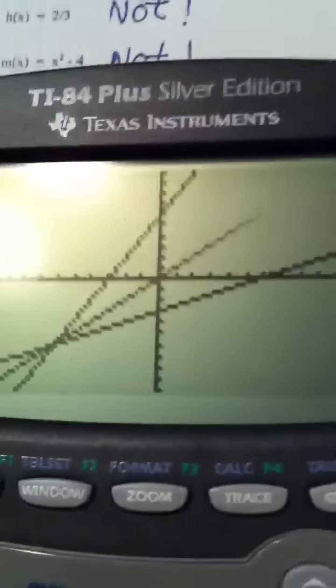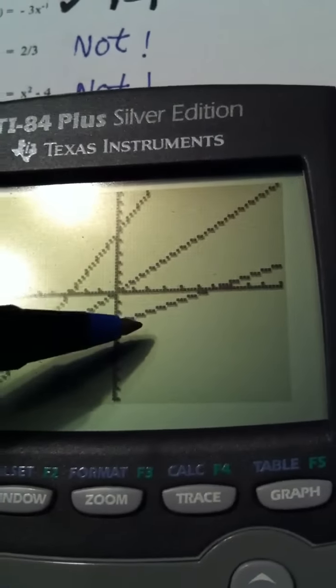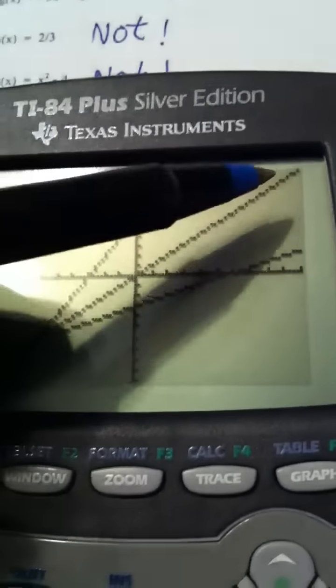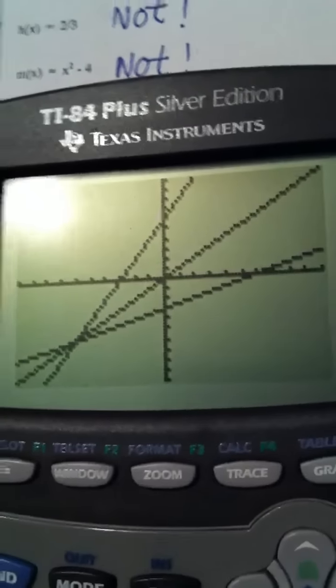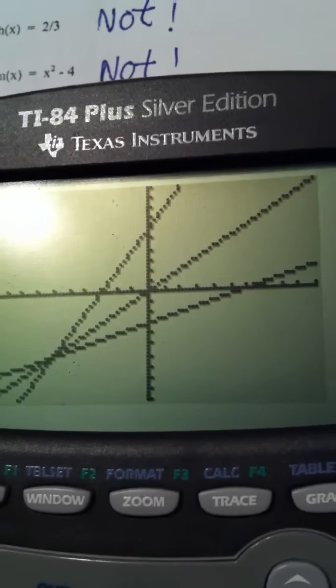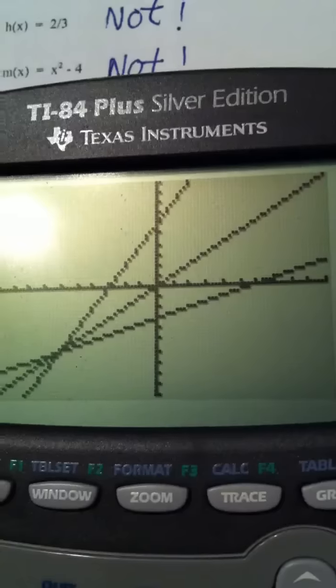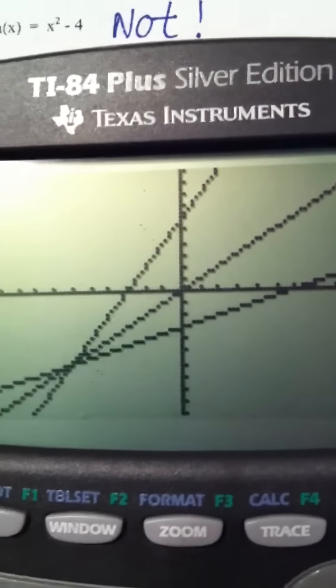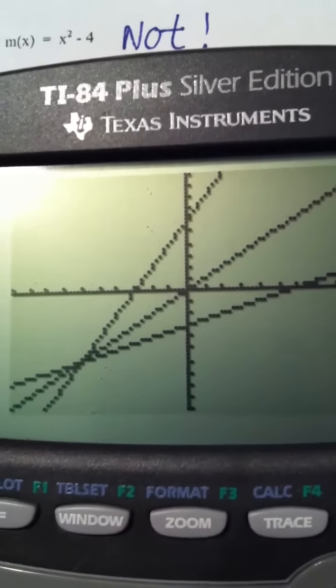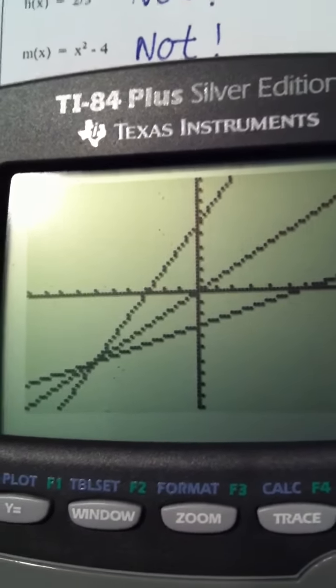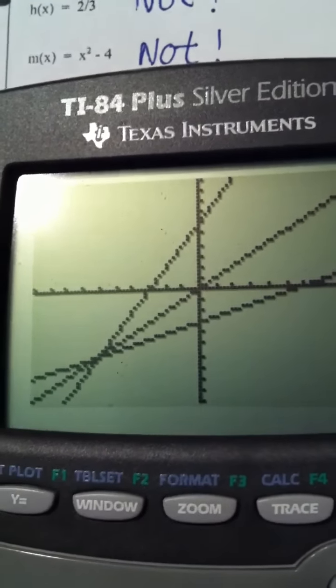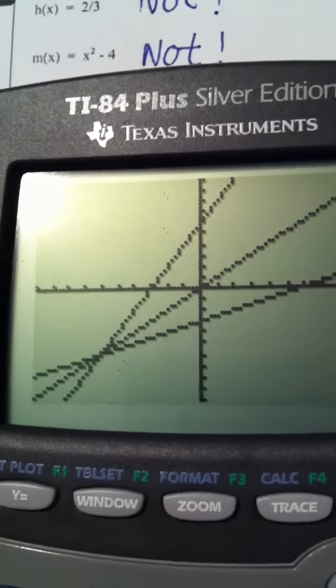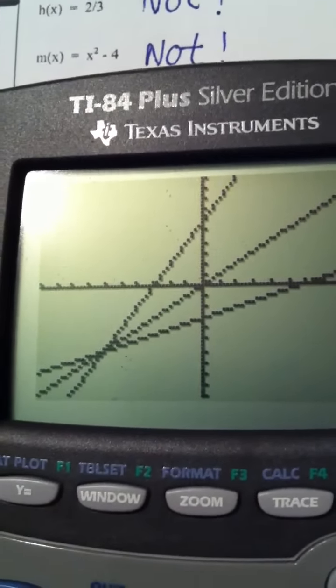When I hit graph, what I want you to notice is it graphed my original function, it graphed my inverse function, and then it graphed the line y equals x, which cuts them symmetrically right down the middle. And the purpose of the line y equals x is it graphically shows to you that those two functions are inverses of each other. If that line symmetrically cuts two functions, they are inverses of each other. The functions are inverses of each other.